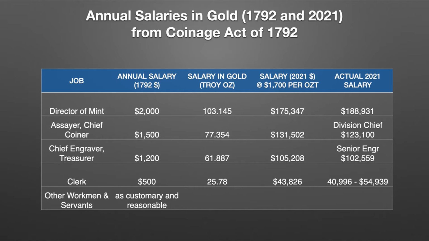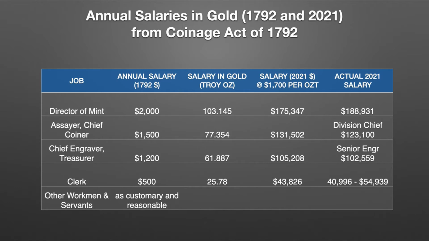And finally, there was a clerk position. And you know what a clerk does? A clerk is basically an office worker who's a skilled worker. He keeps all the books and all the records. Back in those days, they didn't have calculators or computers, so they had to be very good at arithmetic and very accurate. His salary was $500 per year, and in gold, that was 25.78 troy ounces.